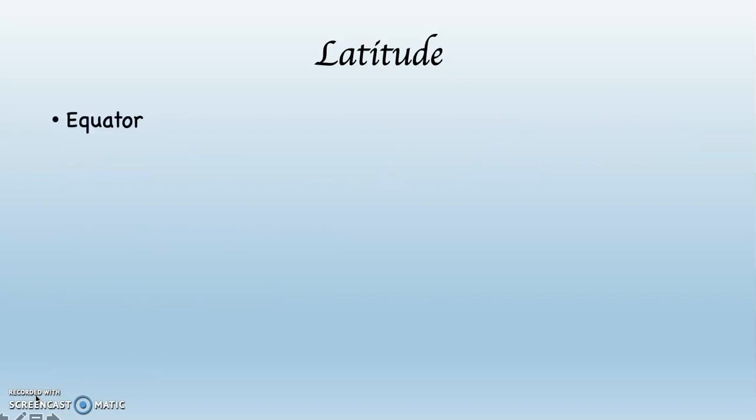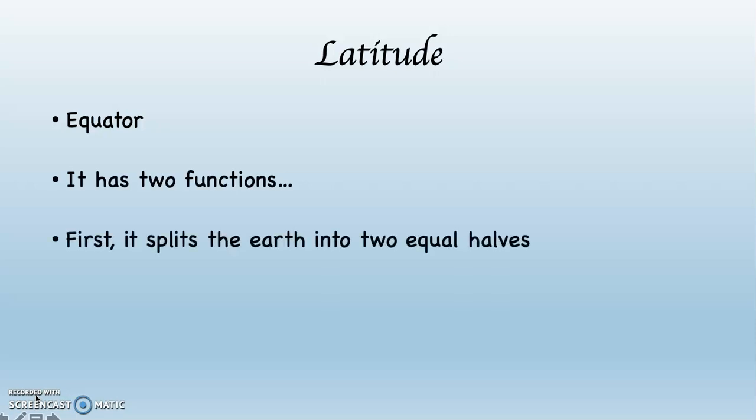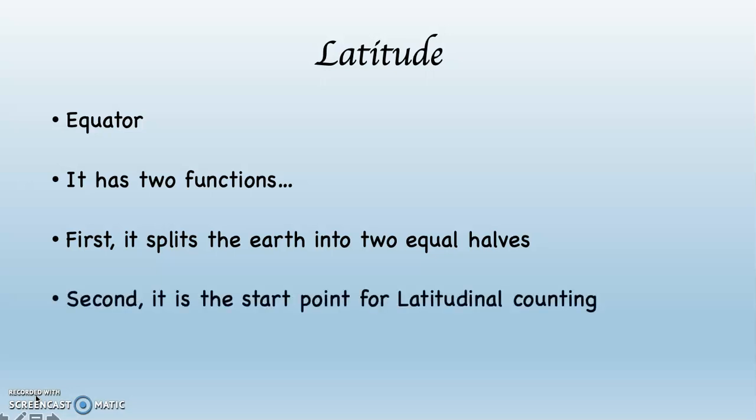The equator literally means equal. This is a Latin word. It has two functions in latitude. First, it splits the Earth into two equal halves, hence the name equator or equal. And second, this is the starting point for latitudinal counting, that 0, 1, 2, 3, 4, and so on until we reach 90. Because of this, the equator gets a designation of 0 degrees latitude.